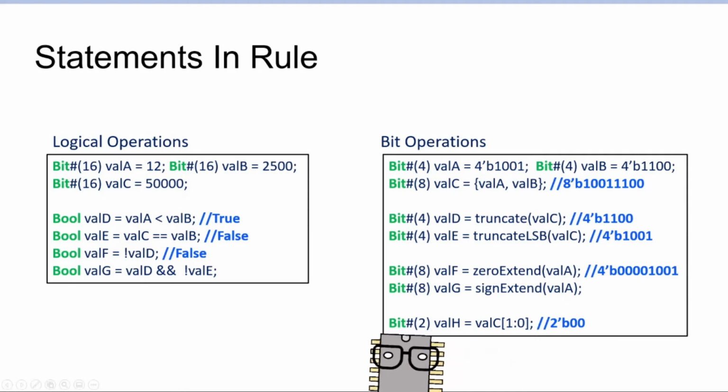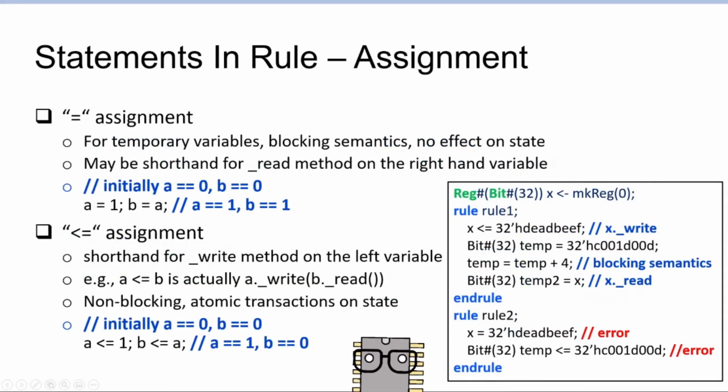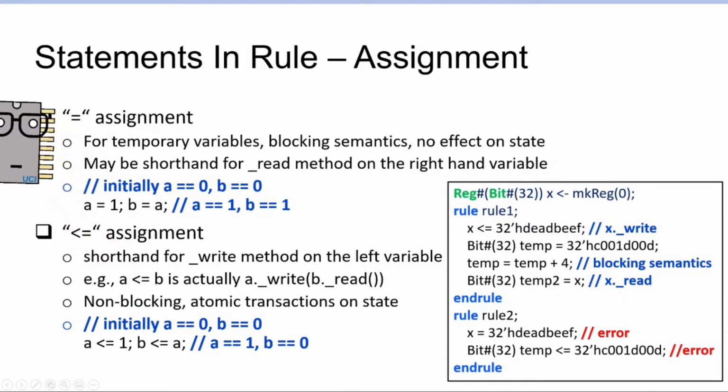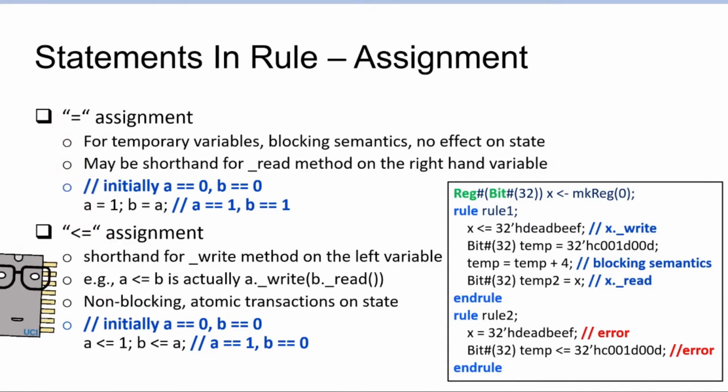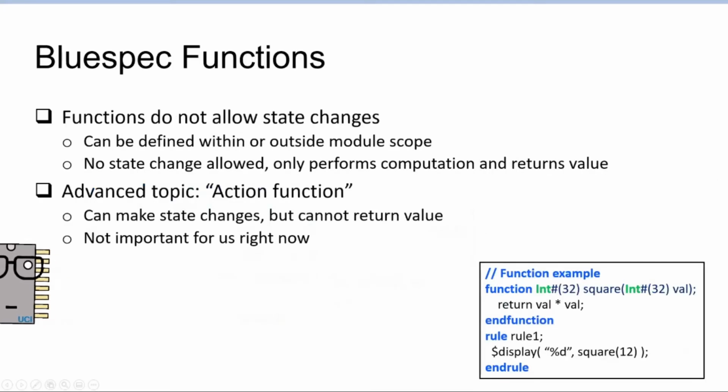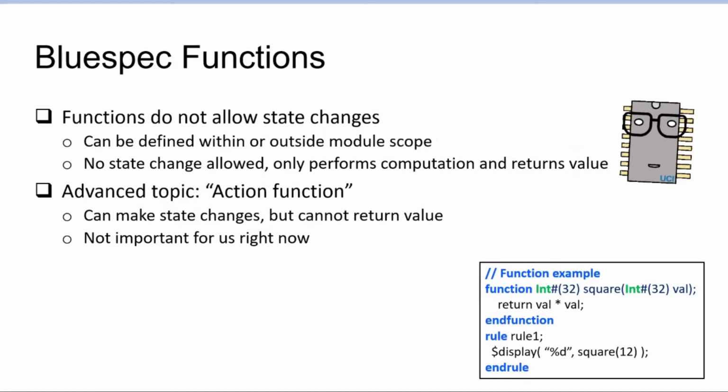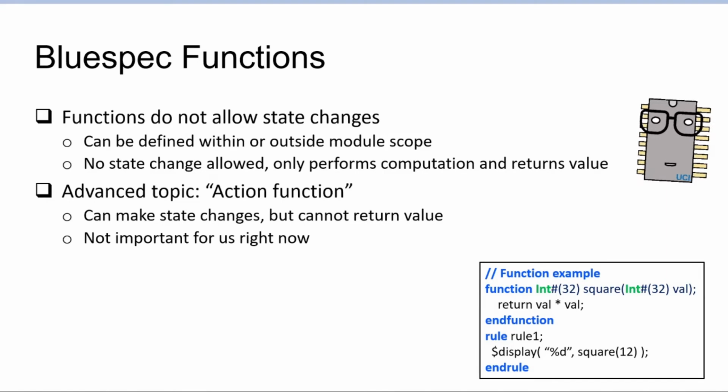So that's that. Moving forward, we talked about the equals assignment for temporary values, the double arrows assignment for writing to registers. No need to go any deeper. I'm going to jump forward. BlueSpec also has functions, which are typically defined either within a module or outside the module.